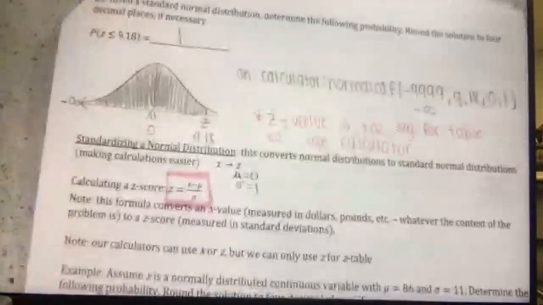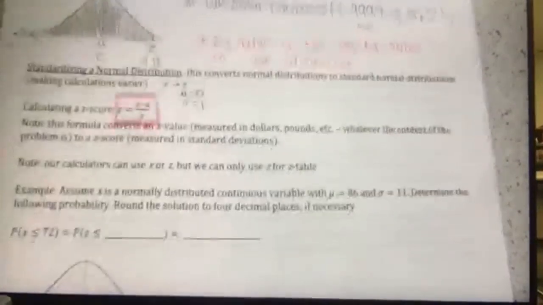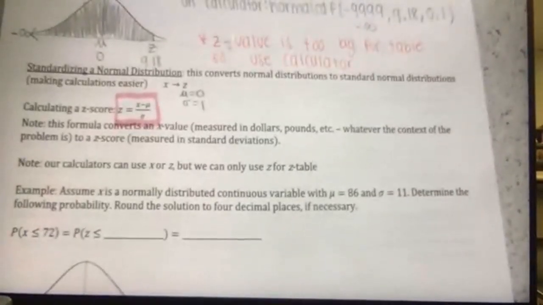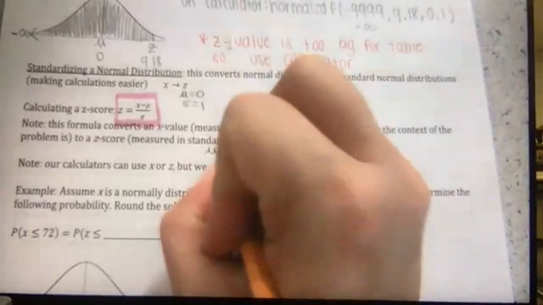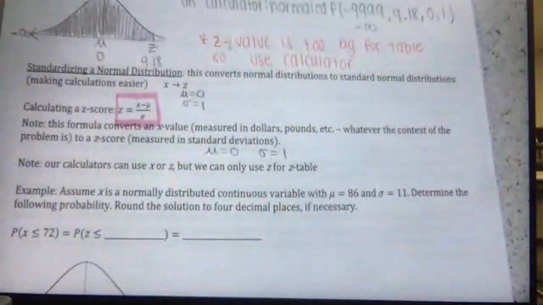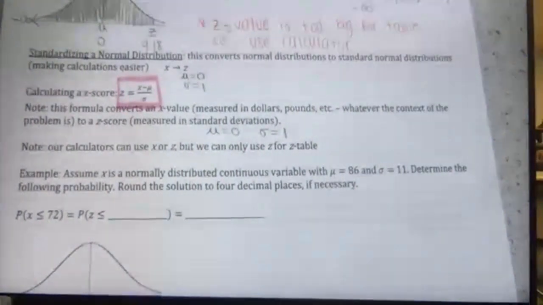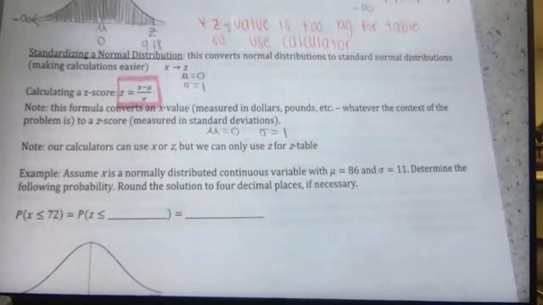Note the formula converts an X value, which could be measured in anything, dollars, pounds, whatever the context of the problem is, where Z values are our standard deviations, and for our standard deviations, our mean is 0 and our standard deviation is 1. So here's the good thing. This is why these calculators are so expensive, but they're worth every single penny, because our calculators could do that for us. They change X to Z behind the scenes, but our table doesn't. Our table only uses Z values.